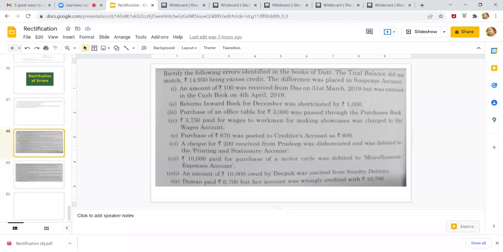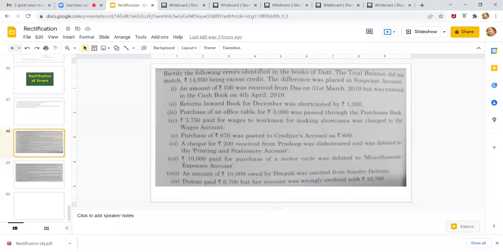In eighth, it's sundry debtors account debit to suspense account credit with the amount of 10,000. Yes, very good. In ninth, it's Daman's account debit to suspense account credit with the amount of 4,000. Yes, very good, Khushi. Now you have to prepare the suspense account. Have you prepared it? Yes, ma'am.